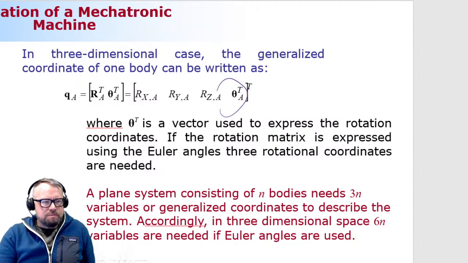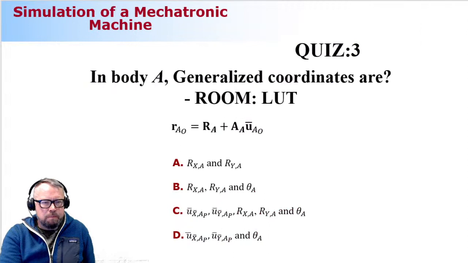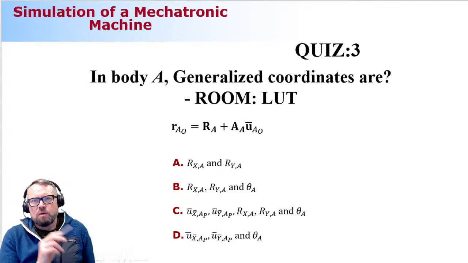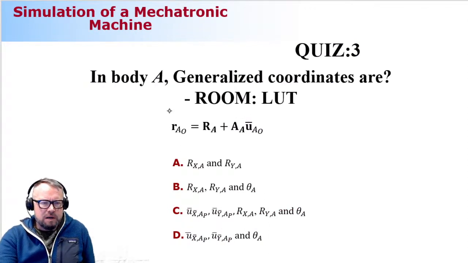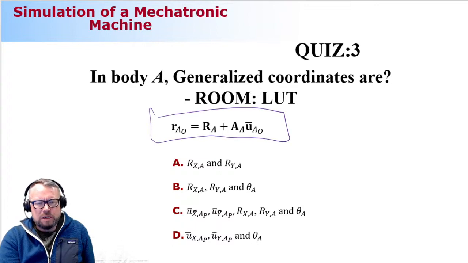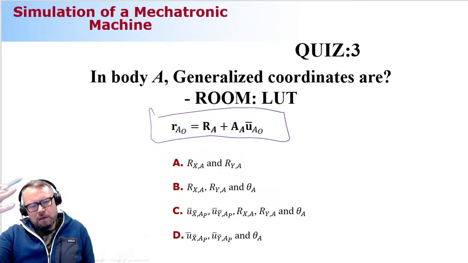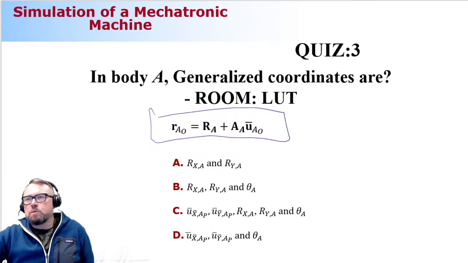But let me ask you this. If you have one body A, what are the generalized coordinates? The options are Rx, Ry, theta, U bar 1, U bar X, U bar Y; Rx, Ry, theta, U bar X, U bar Y; and theta. Only one is correct. Which one is correct?